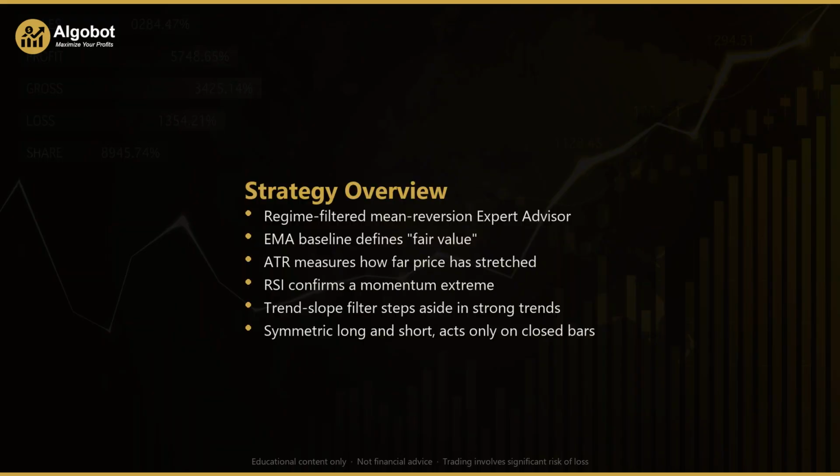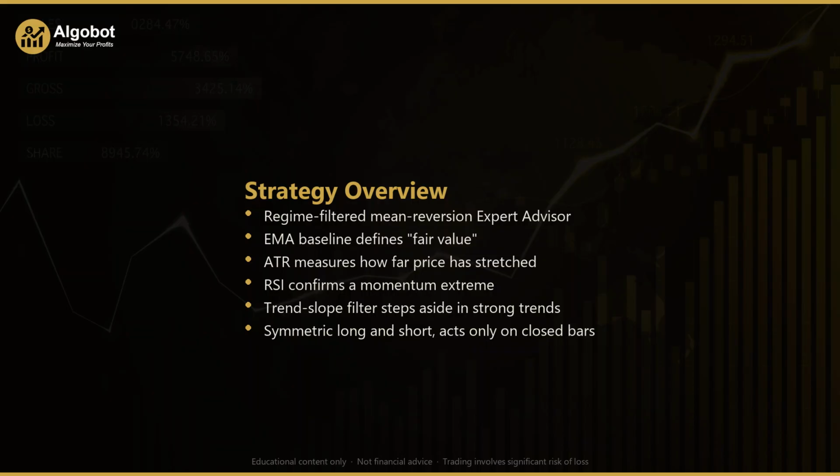Let's get started. So what exactly does Baseline Deviation Fade do? At its heart, this expert advisor is a regime-filtered mean reversion strategy. The core idea is simple to describe. Markets often push price too far, too fast, away from a central average, and then price tends to drift back toward that average. This strategy tries to identify those overextended moments in an objective, rule-based way, and then position for the drift back toward the middle.